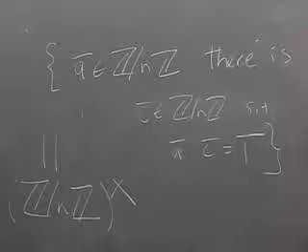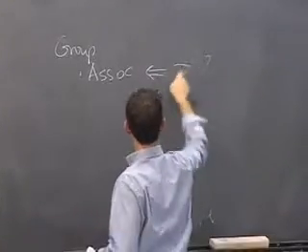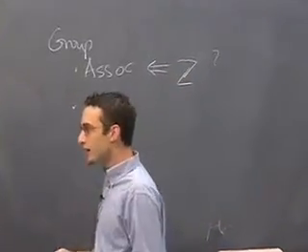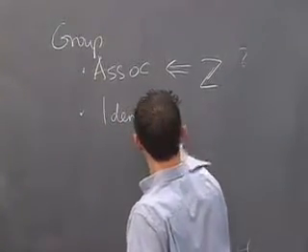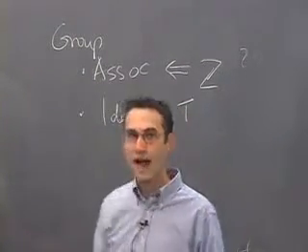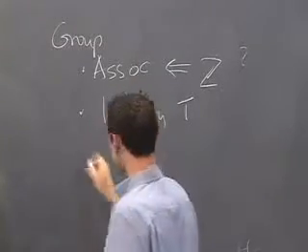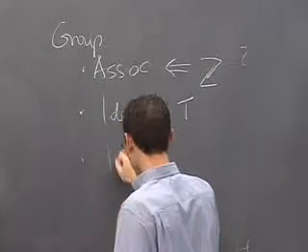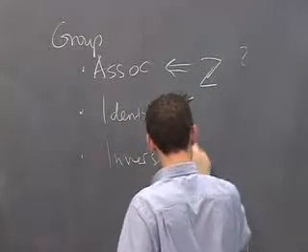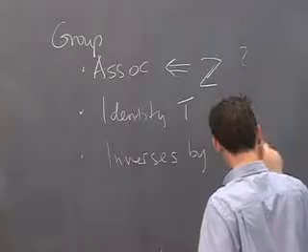Okay, just to make sure that this is entirely clear, the associativity again is inherited from the integers. The identity, I've already said what it is. It's 1 bar. 1 bar has a natural inverse, namely itself. So it's certainly in there. And the inverses, well, that's by definition. Inverses by construction.